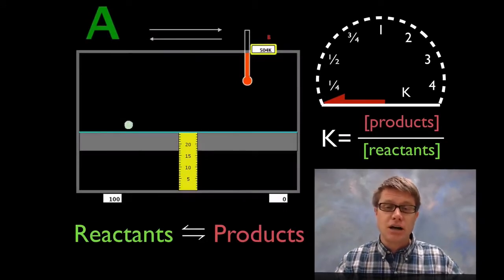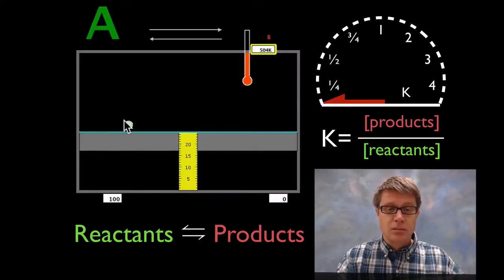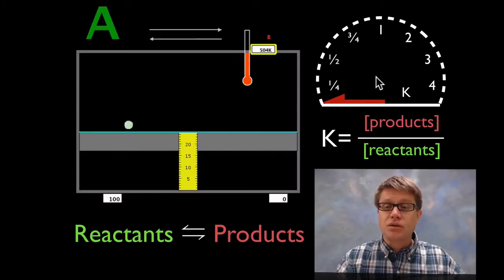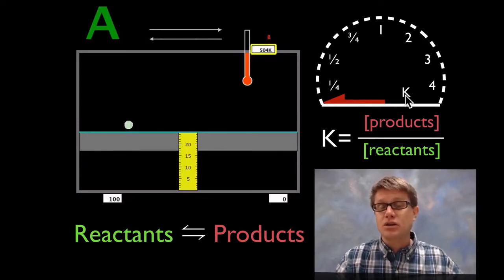And so I've got this model right here that shows us how reversible reactions work. So there are going to be a bunch of molecules over here, we'll call those reactants, and they'll be green when they're on this side of the chamber, and they'll be red when they move over to the right side. This is a PhET simulation. Over to the right, I've created a K-ometer, which is going to measure our K value. So K is going to be the number of products divided by the reactants.